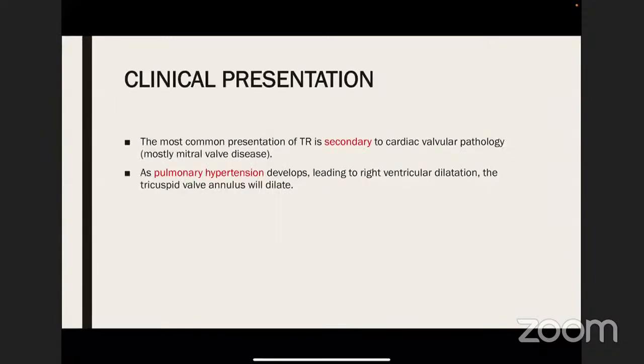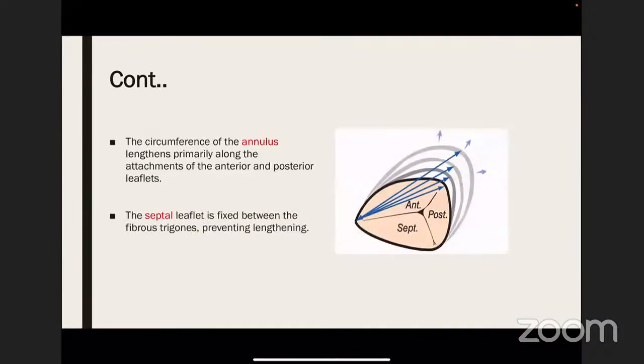Clinical presentation: the most common presentation of TR is secondary to cardiac valvular pathology, mostly mitral valve disease, as pulmonary hypertension leads to right ventricular dilatation. The tricuspid valve annulus will dilate. The circumference of the annulus lengthens primarily along the attachment of the anterior and posterior leaflets. The septal leaflet is fixed between the fibrous trigones, preventing lengthening.